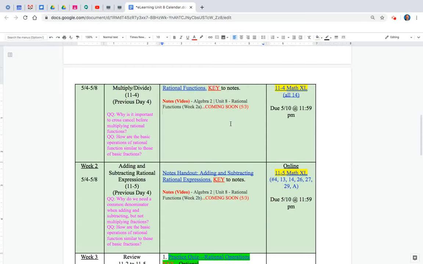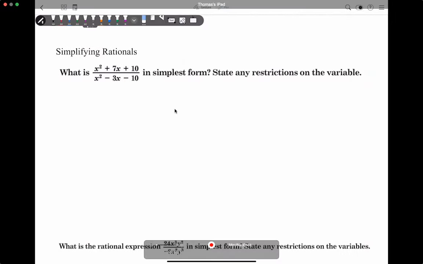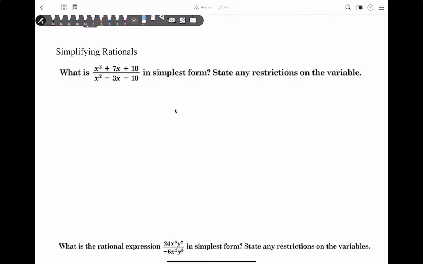We're going to be looking at, in this video specifically, multiplying and dividing fractions, but they're rational functions, okay? So it's a little bit like going back to 5th grade when we were multiplying and dividing fractions, only this time we have polynomials, not just numbers, okay? So let's go ahead and begin with first simplifying rationals.